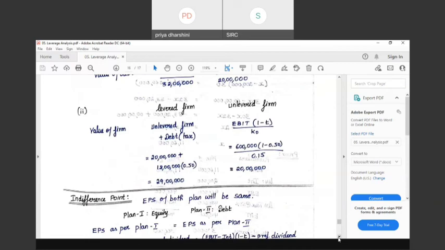With that, how can you find the value of a levered firm? It is value of unlevered firm, which is the same 20 lakhs plus debt into tax rate. How much is debt? 18 lakhs. How much is tax rate? 50%. So you will get 9 lakhs there. 20 lakhs plus 9 lakhs, 29 lakhs is the value of levered firm. That's all. Is this sum understood?